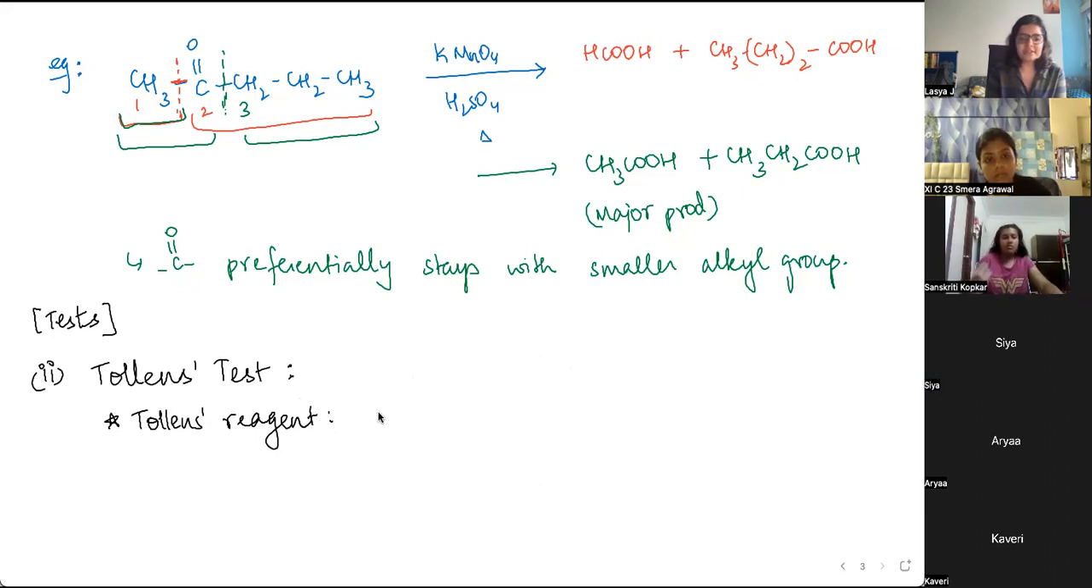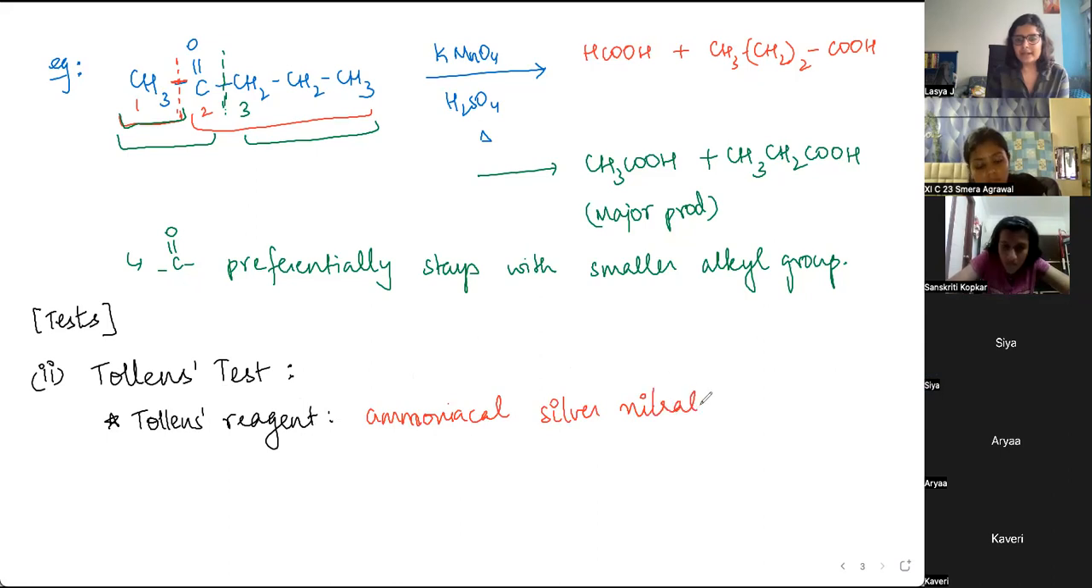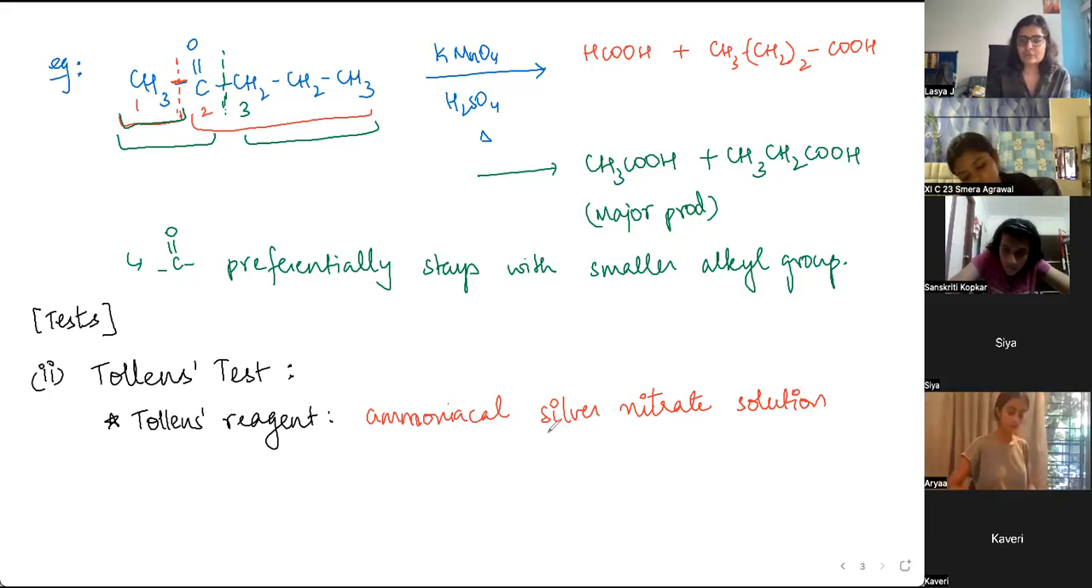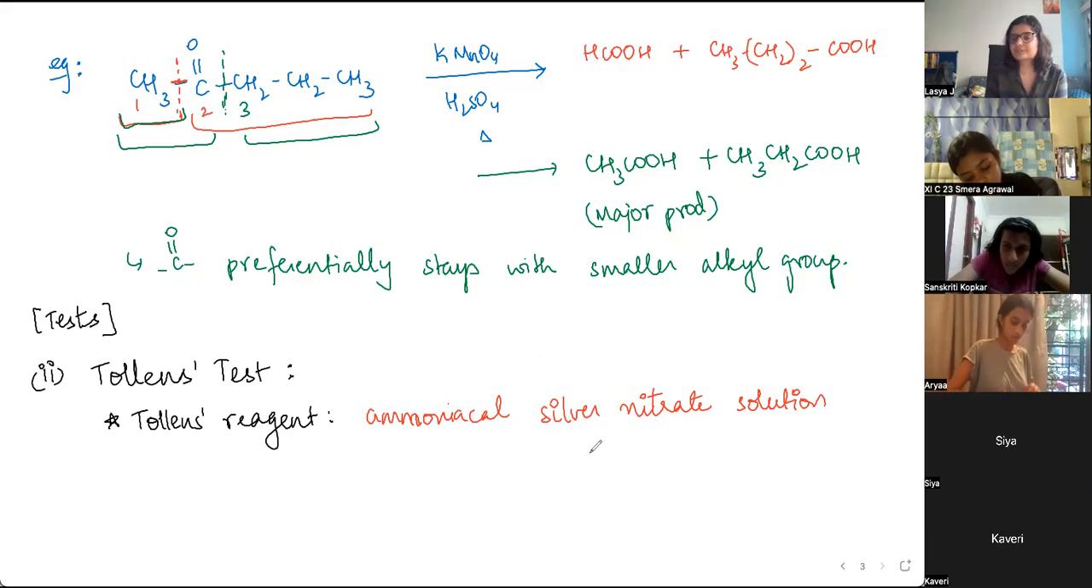Okay. So Tollens test is done with Tollens reagent. Tollens reagent is, chemically, ammoniacal silver nitrate solution, and this is prepared at the time of the reaction. This is not something that you can prepare in advance and store in bottles. You need to prepare it just before the reaction. From the name, it's basically a mixture of ammonia and silver nitrate in water.